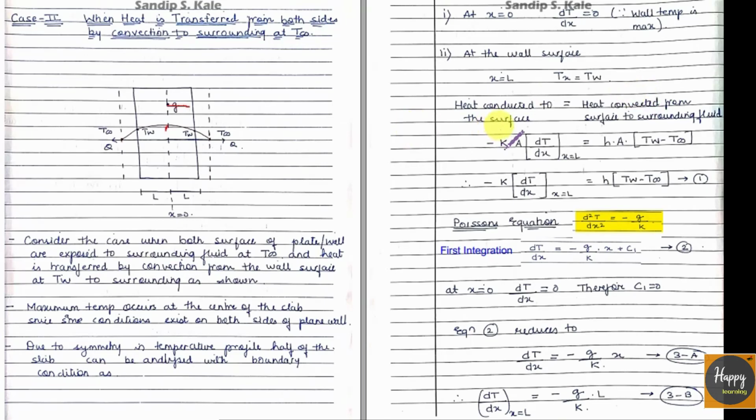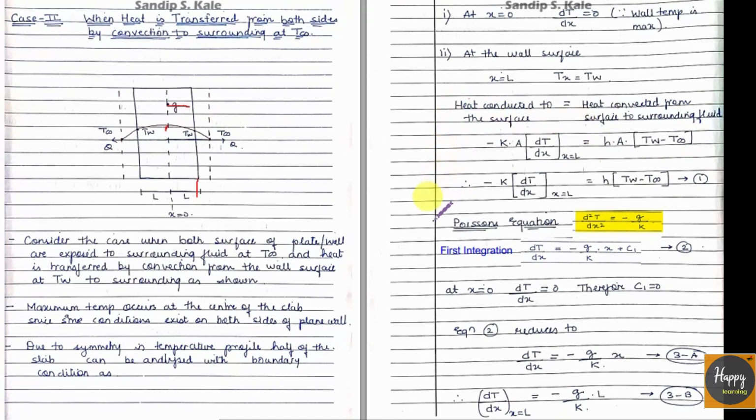So we can write down the surface energy balance equation as minus KA dT by dx at x is equal to L, that is equal to hA delta T. What is this delta T? That is the temperature difference, that is, the wall is maintained at a temperature TW and the surrounding temperature is T infinity. So delta T becomes TW minus T infinity. So this is the energy balance equation we will be using.